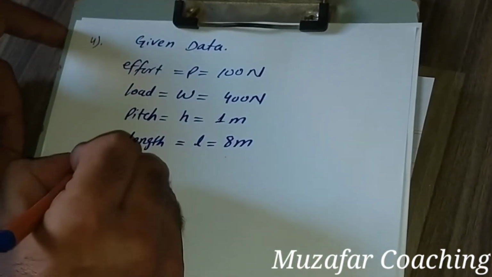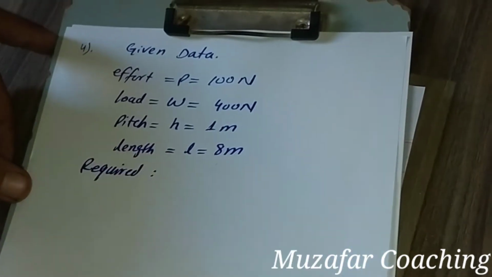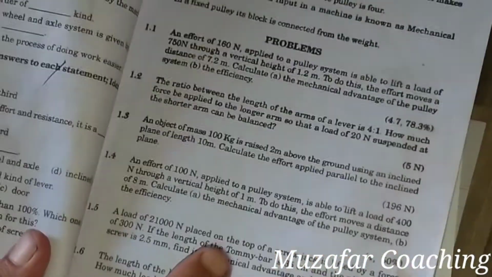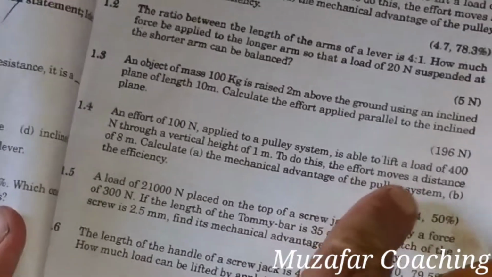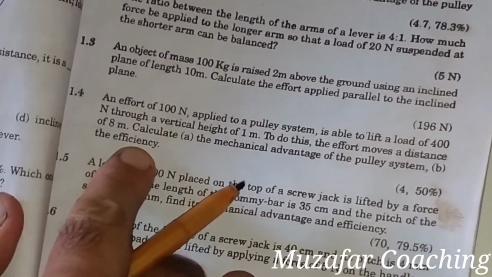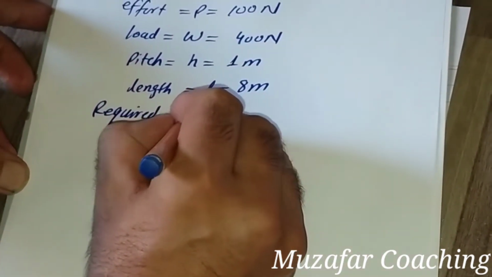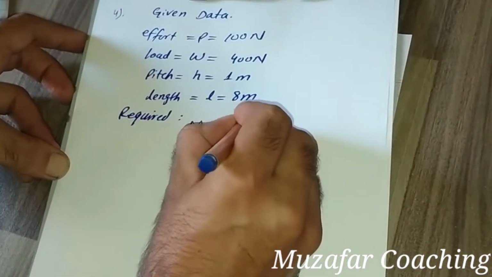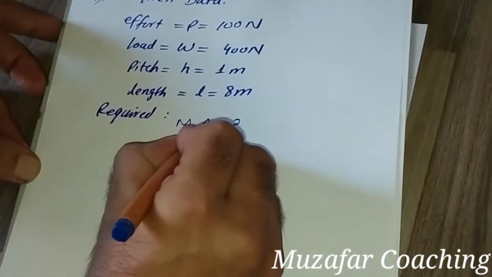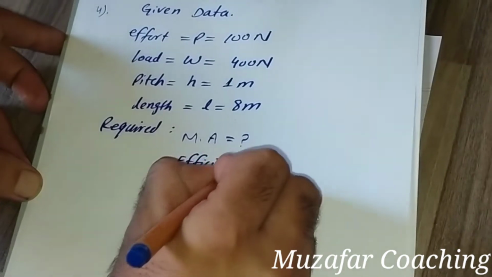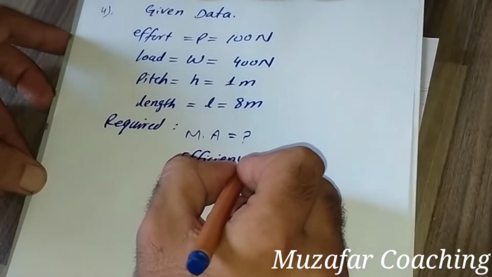Now what is required? We are supposed to find two things from this question: calculate the mechanical advantage of the pulley system and the efficiency. So we have to find mechanical advantage and we have to find efficiency. Efficiency is also denoted by E.